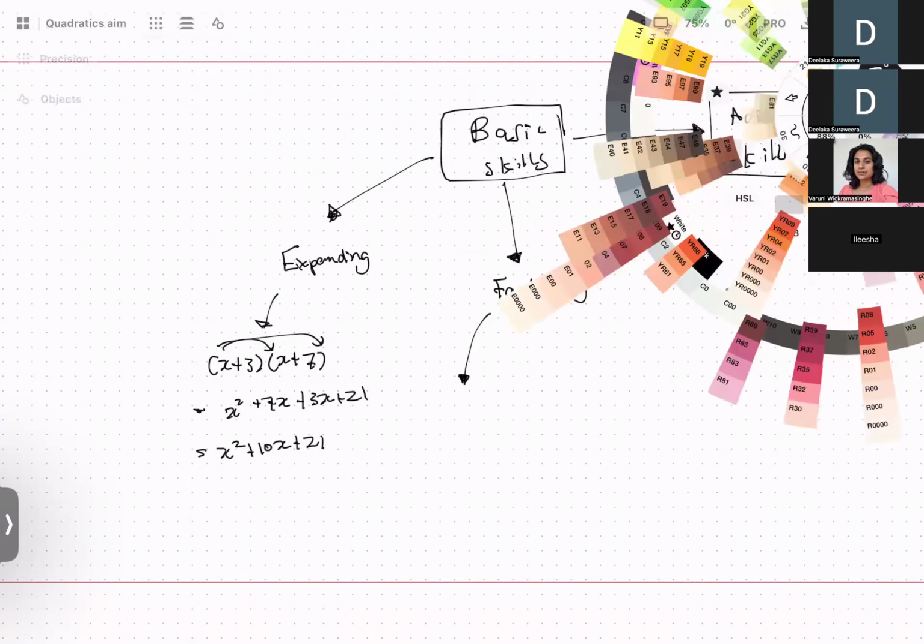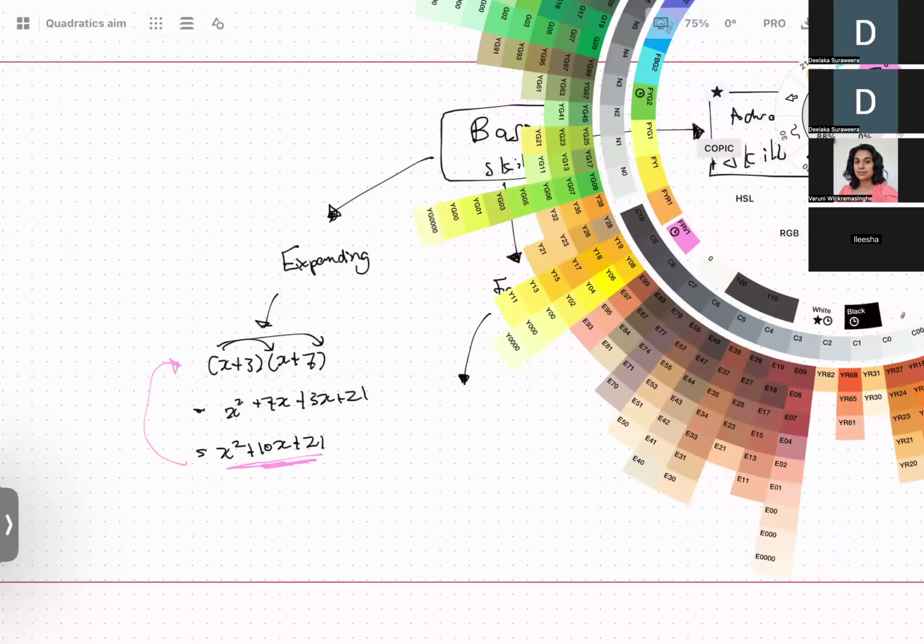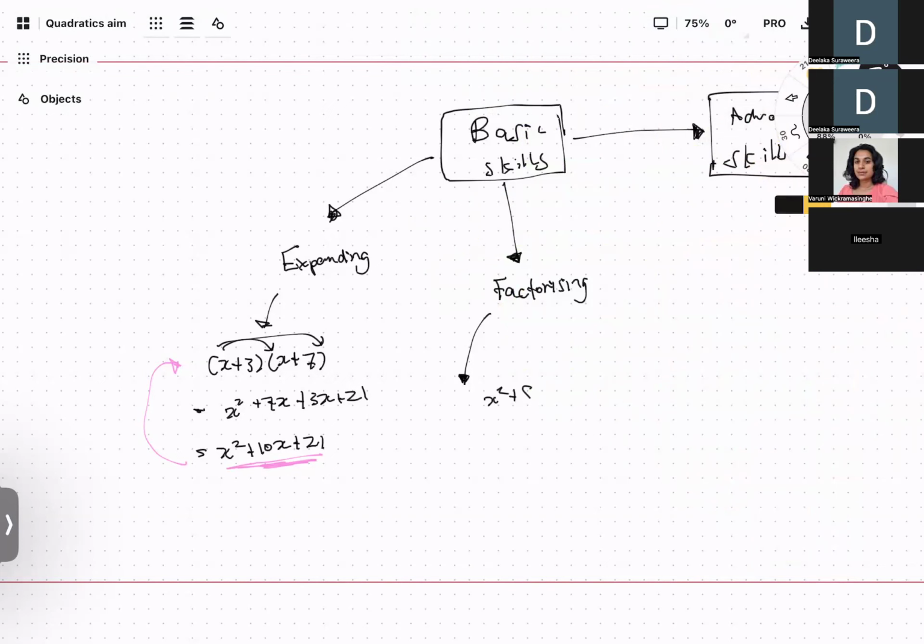But factorizing, well, it's when I give you something of this form and I want you to get back to this. That's when it gets a bit tricky. So, for example, x squared plus 5x plus 6. And then I'm going to ask you to convert it back to factorized form.